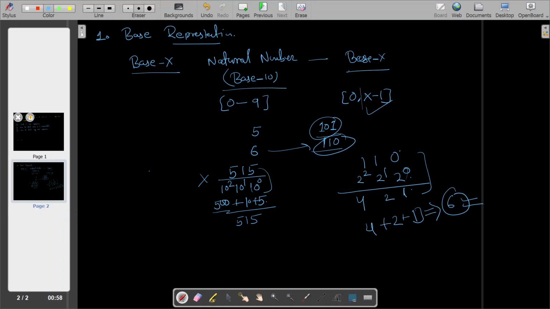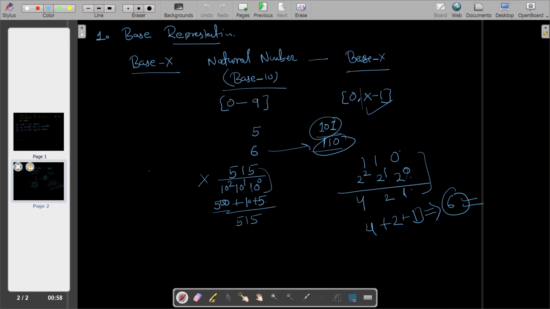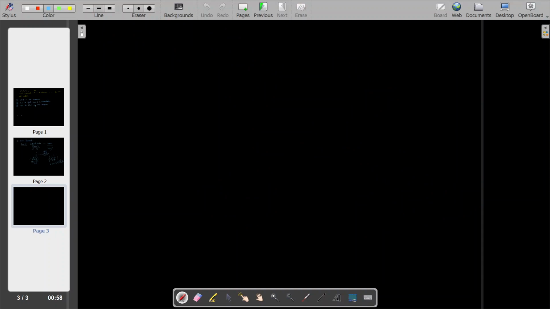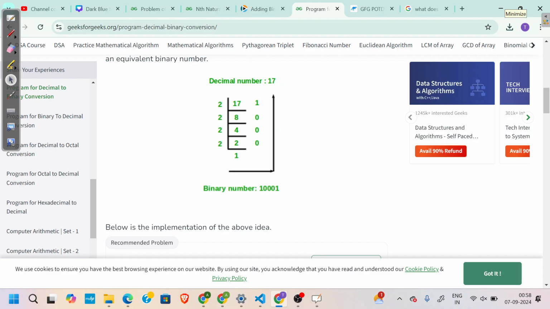Okay, now let's come to the second point. How to find the base 2 representation? You have heard binary representation or base 2 representation so many times. Okay, base 2 representation, or say binary. In binary we have to use digits 0 and 1 only. That's why it is called binary. So let me take one snapshot from here.